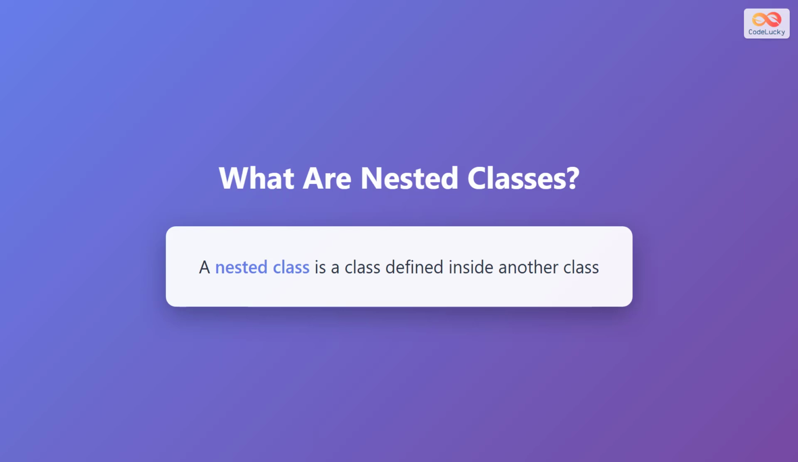A nested class is simply a class that is defined inside another class. Think of it like having a box within a box. The inner class is nested within the outer class, creating a hierarchical structure in your code.